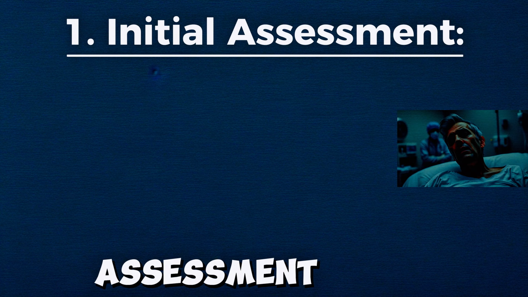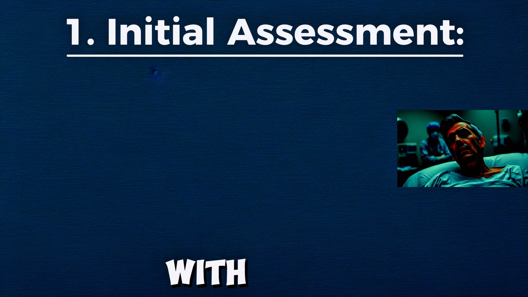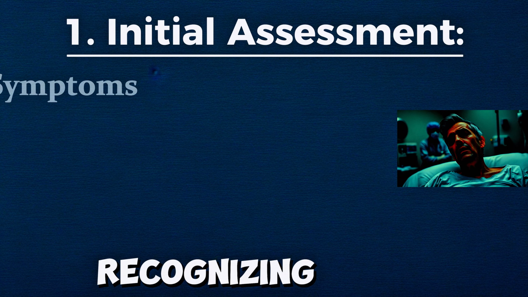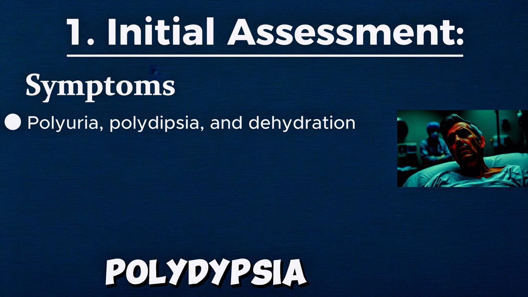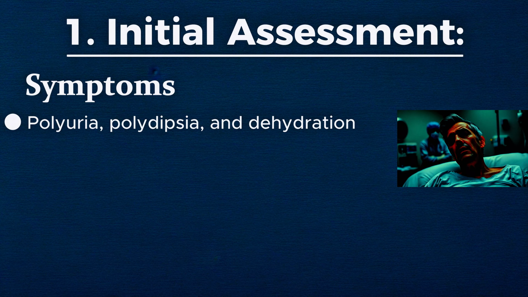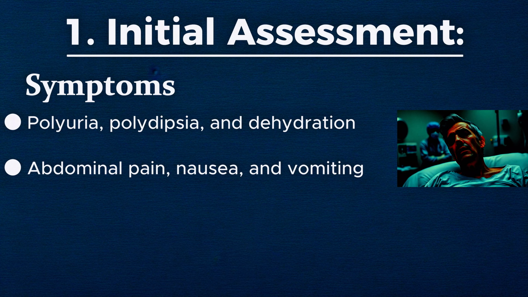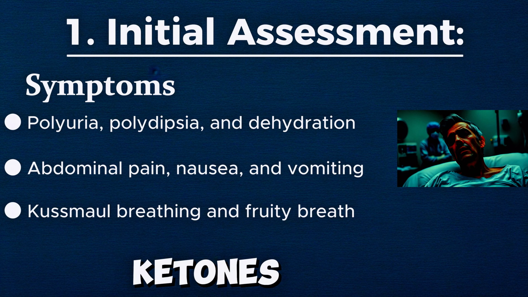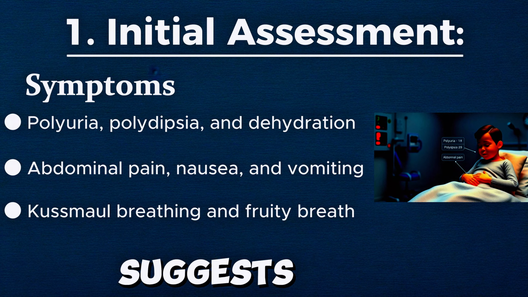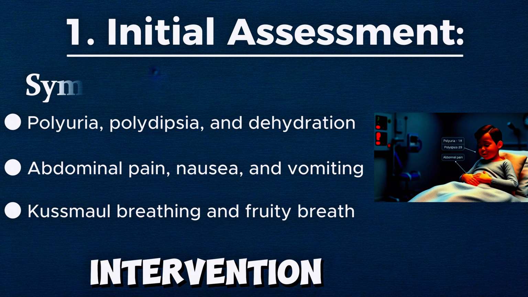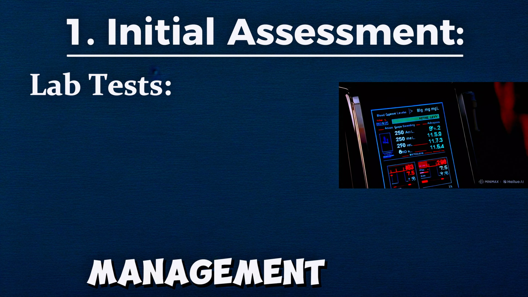1. Initial assessment. The foundation of management. When a patient presents with DKA, the first step is recognizing the symptoms. Classic signs include polyuria, polydipsia, dehydration, abdominal pain, nausea, and vomiting, rapid breathing, and fruity breath due to ketones. Don't wait for laboratory confirmation if the clinical picture suggests DKA. Early intervention saves lives.